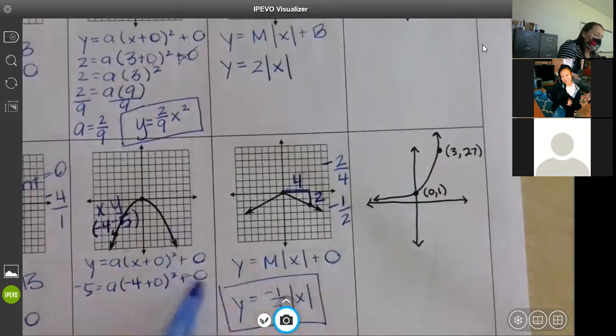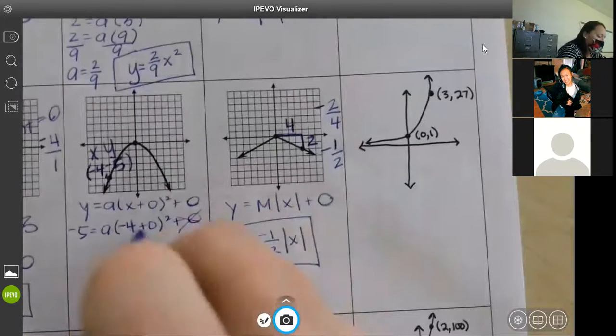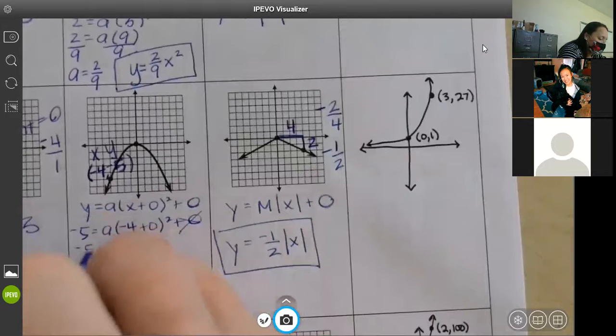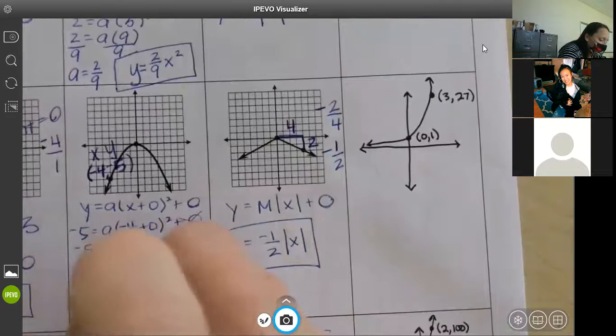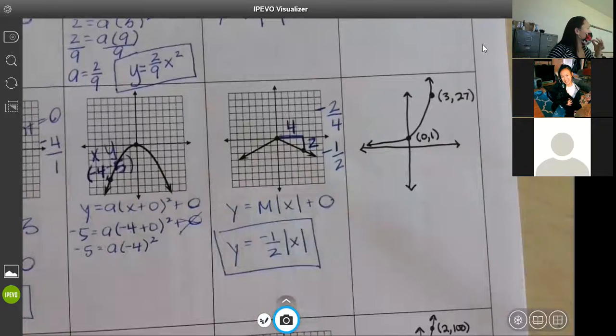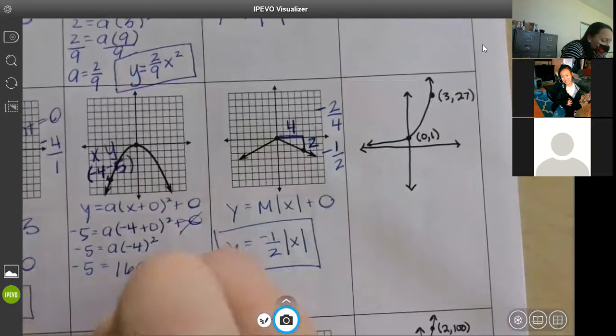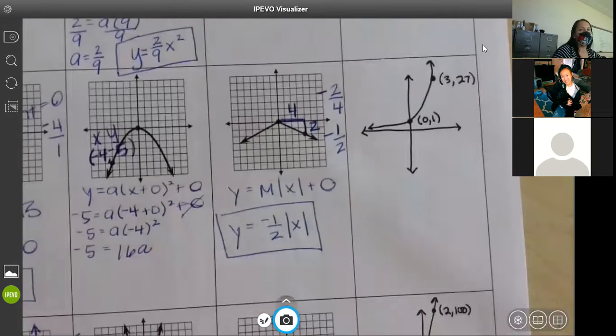And then you have the rest of the equation. Remember, this plus 0 on the end is not going to change anything. -4 plus 0 is -4. -4 squared, remember negative times a negative makes a positive. So anytime you square, it's always positive. 4 times 4 is 16, and we're multiplying that by A.